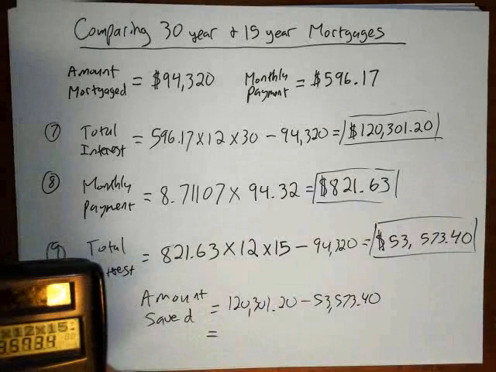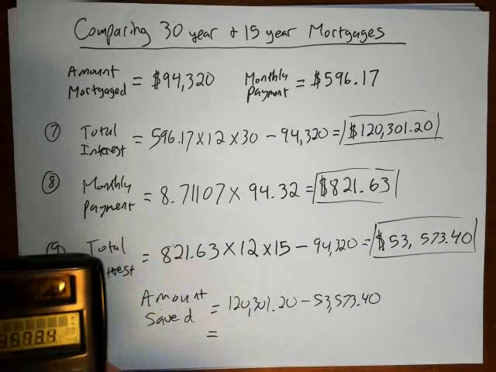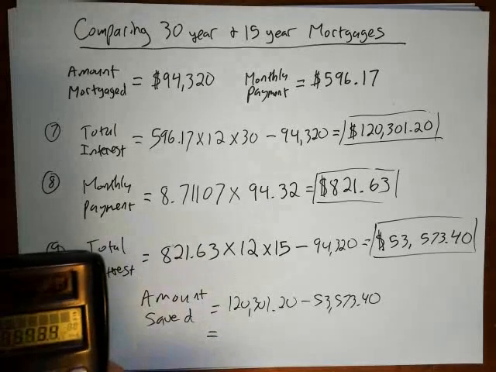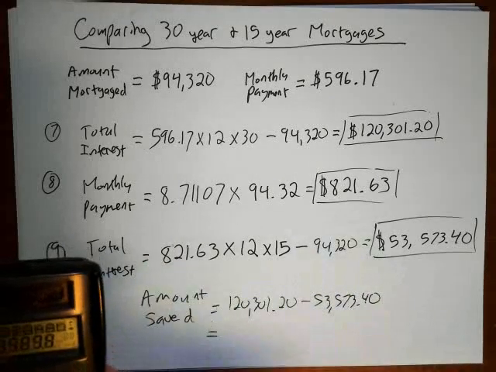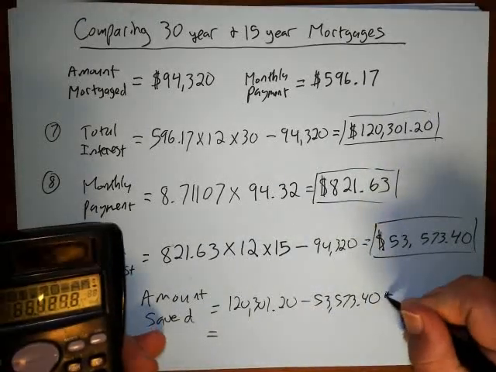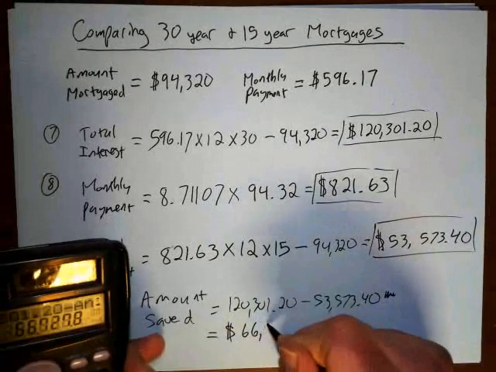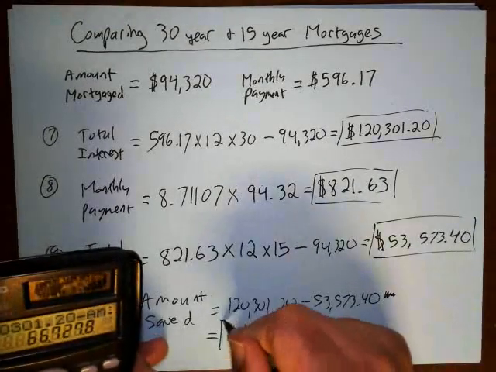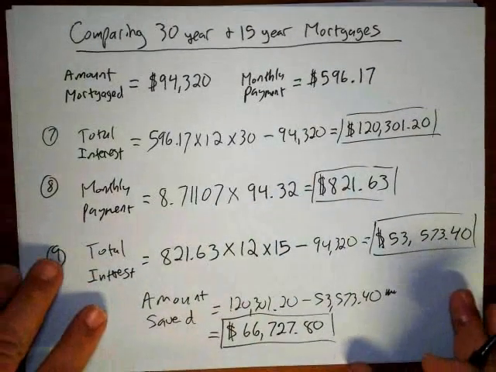The amount saved is going to be $120,301.20 minus the $53,573.40. So I actually would save $66,727.80 in interest. So a lot of money, okay?